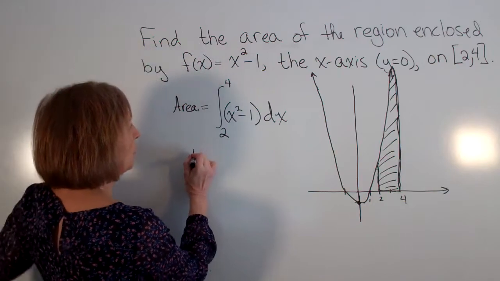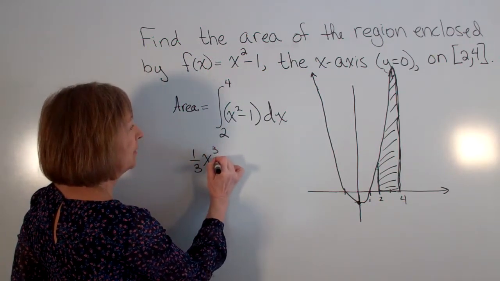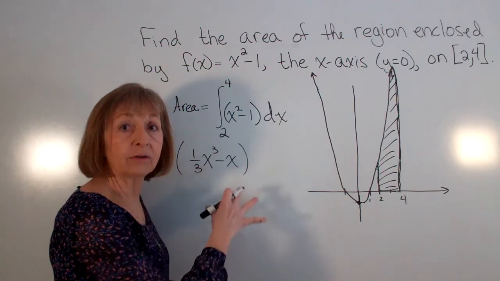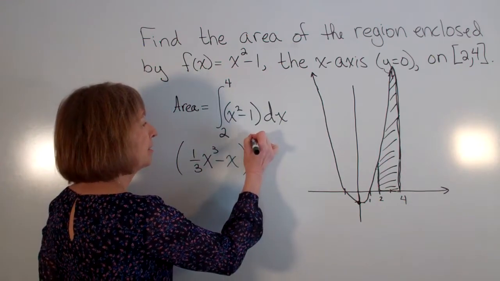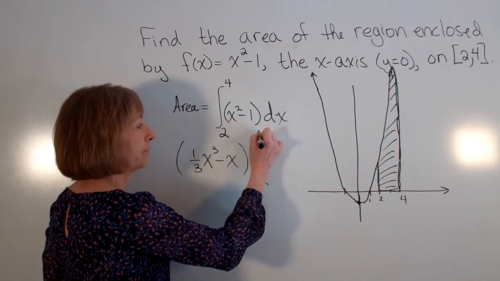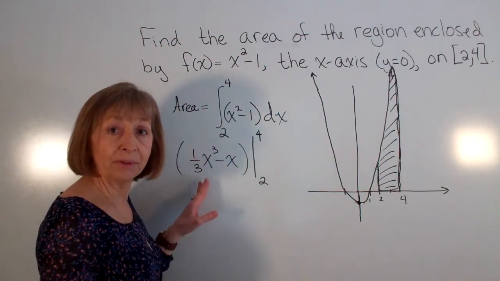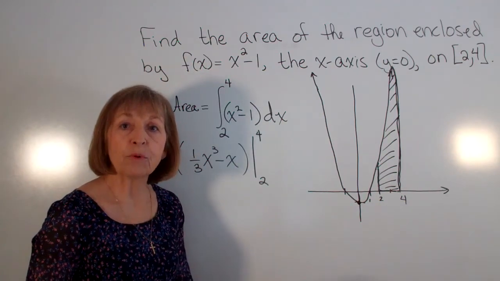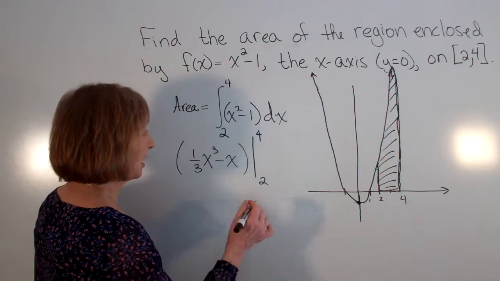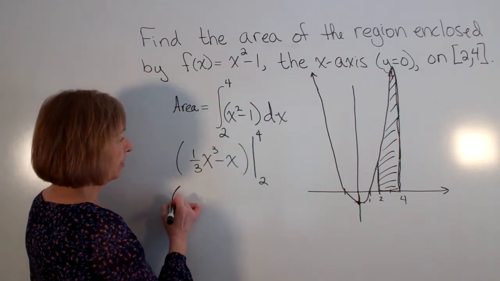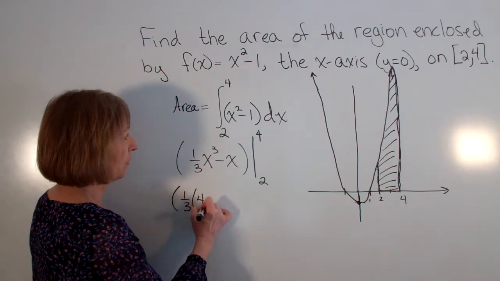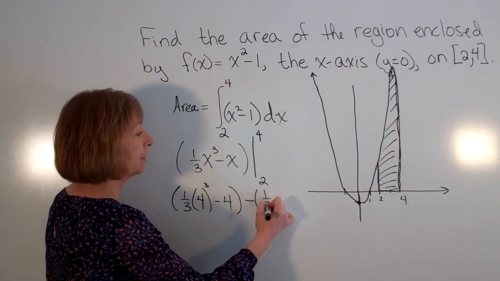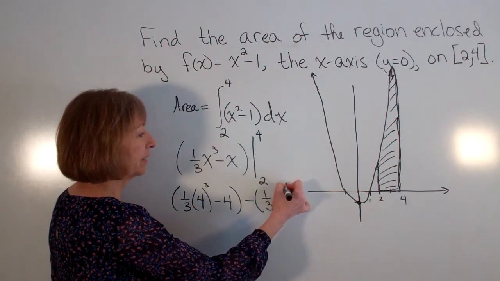And so that's going to be 1/3 x cubed minus x. And remember, we're not going to put the plus c because it's a definite integral instead of an indefinite integral. Instead, we're going to evaluate this from 2 to 4 and then put in the upper limit of integration minus put in the lower limit of integration, from what the Fundamental Theorem of Calculus tells us that we get our numerical value from. So this is 1/3 times 4 cubed minus 4, minus the 1/3 times 2 cubed minus 2.